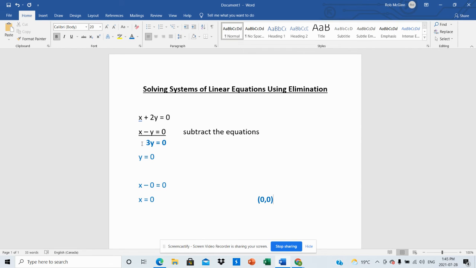We can always check that. If we put zeros into both of our equations, 0 plus 2 times 0, which is still 0, is going to equal 0. 0 minus 0 is going to equal 0. So that is the solution for that first system.